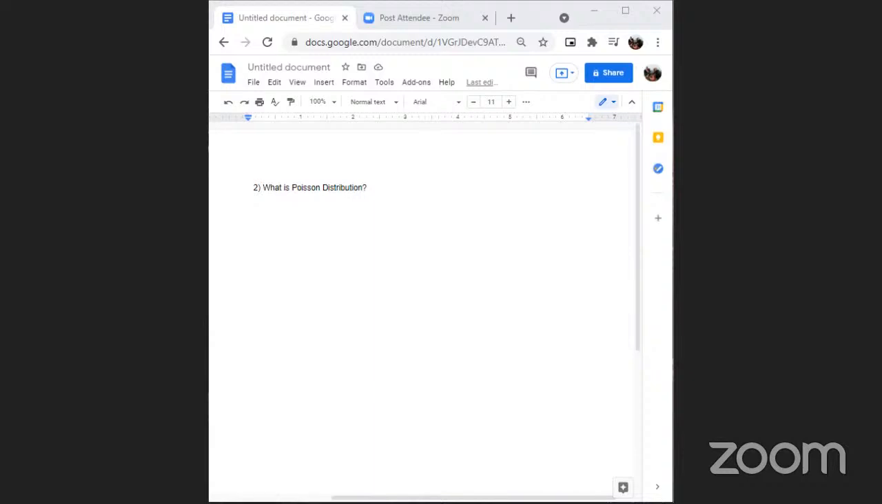So, what is the real time scenario? Like, why do you use Poisson distribution? In a real time scenario, business people use this to forecast the number of customers or the number of sales that happen in a particular season of the year. So that's how it is useful.